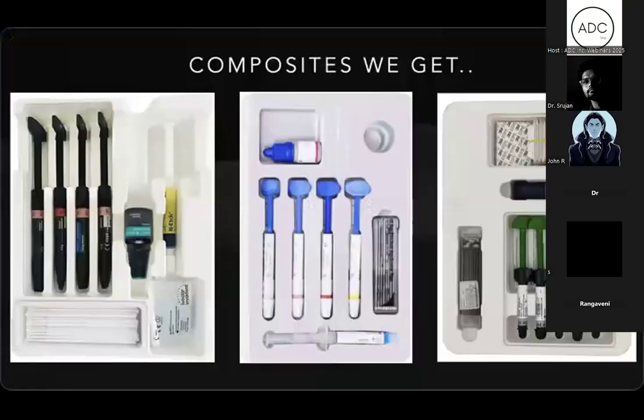Let's see why. These are the composite kits which we usually purchase, right? Because we get a very good deal. We get a bonding agent, we get etchant with it, we even get the applicator tips, we get everything in a very good price.